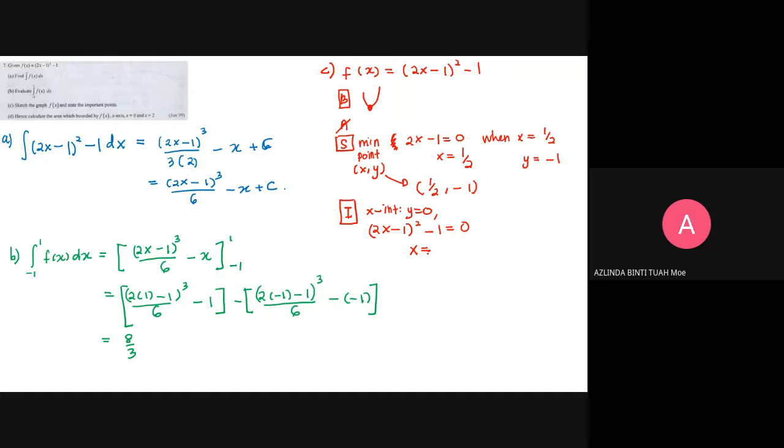anyone? 1 squared, 1 plus 1, 2, 3, 4, 5. Is it 1? Is it correct, 1?